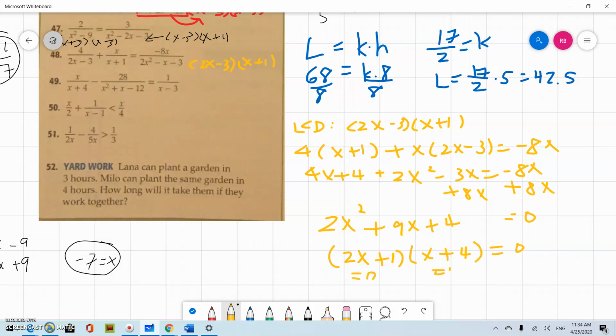So we need to set each of them equal to 0. So one of the x is negative 1/2. The other one is negative 4. And then you do need to check both of them. So let's check.